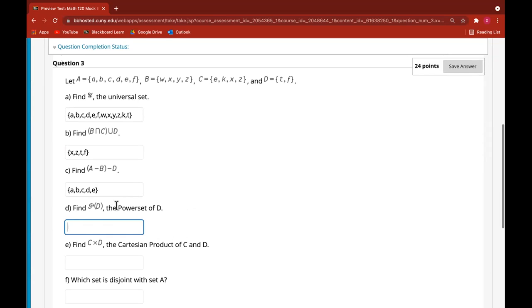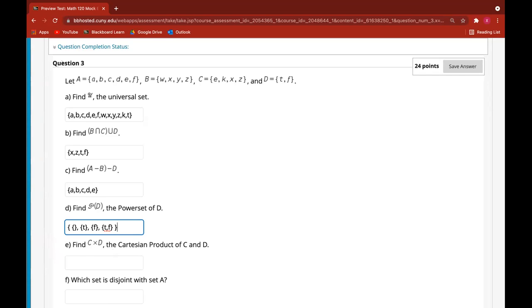Okay, next. We want to find the power set of D. So the power set of D will be a set containing the empty set. All right, and then we can have the set containing T, containing F, and then containing T and F. So this will be the correct answer.